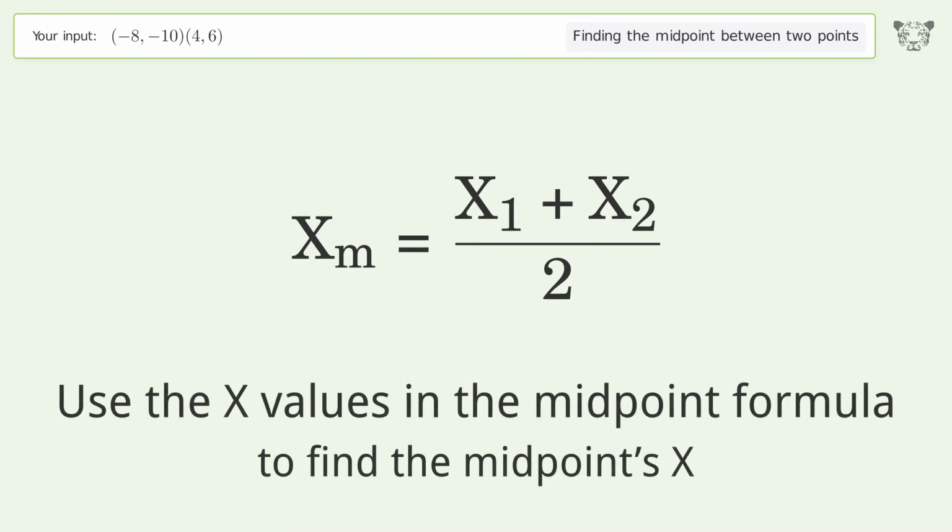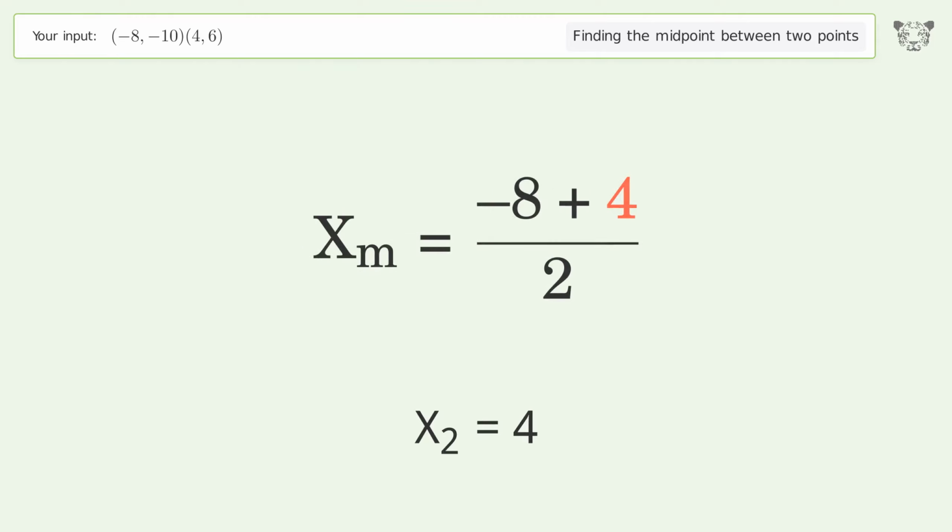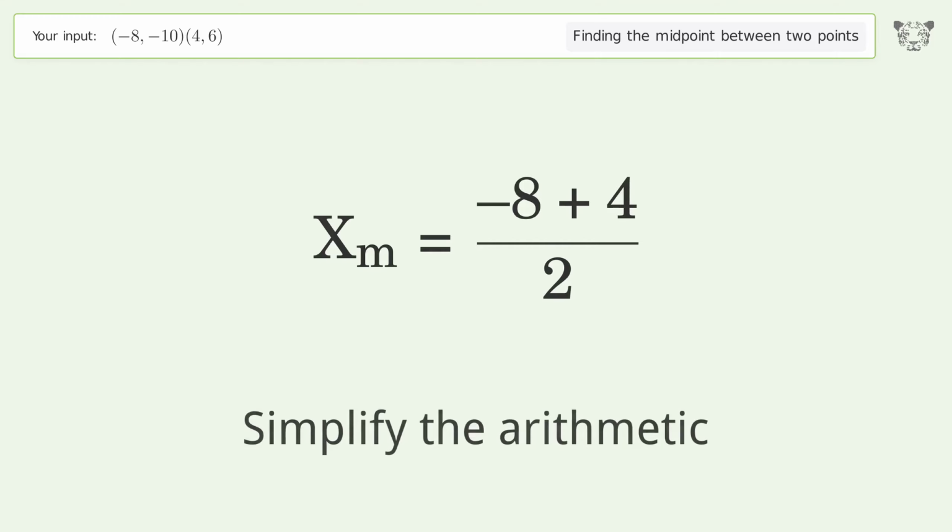Use the x values in the midpoint formula to find the midpoint's x. x1 equals -8. x2 equals 4. Simplify the arithmetic.